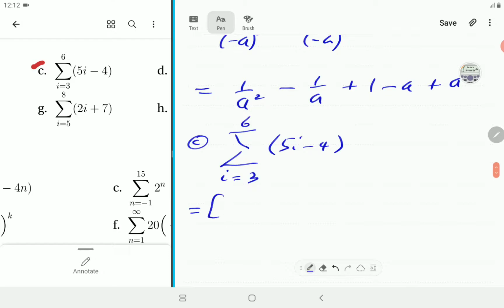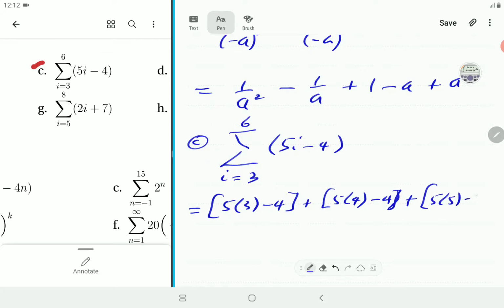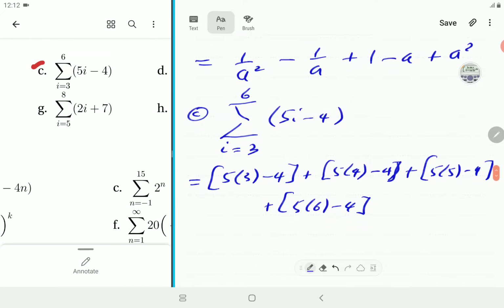So for the first one, we're going to have 5 times 3 minus 4. And then for the next one, the next integer is 4: 5 times 4 minus 4. Then 5 times 5 minus 4. And the last one is going to be 5 times 6 minus 4.